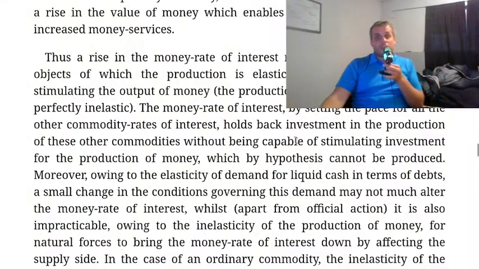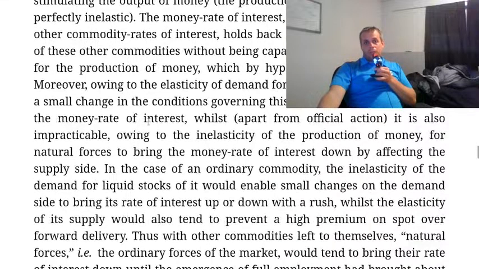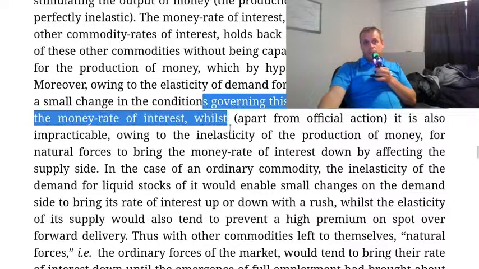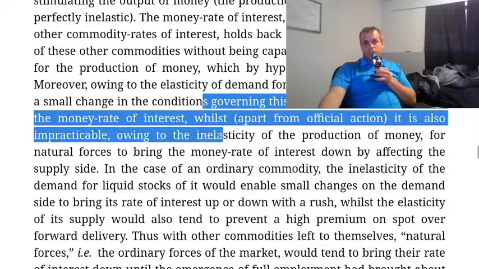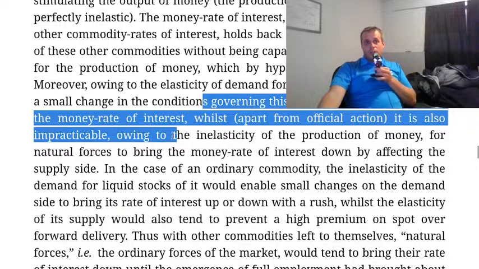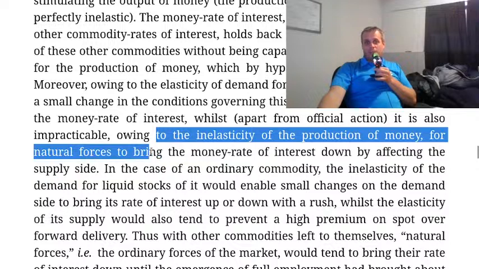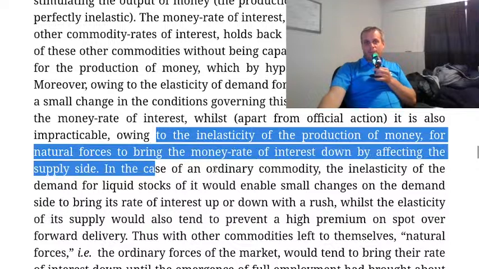The money rate of interest, by setting the pace for all the commodity rates of interest, holds back investment in the production of these commodities without being capable of stimulating investment for the production of money, which by hypothesis cannot be produced. Moreover, owing to the elasticity of demand for liquid cash in terms of debts, a small change in the conditions governing this demand may not much alter the money rate of interest, whilst, apart from official action, it is also impracticable, owing to the inelasticity of the production of money, for natural forces to bring the money rate of interest down by affecting the supply side.